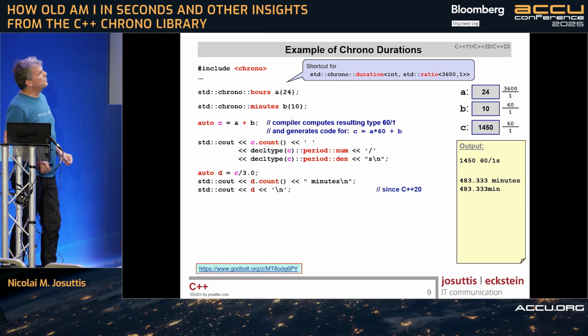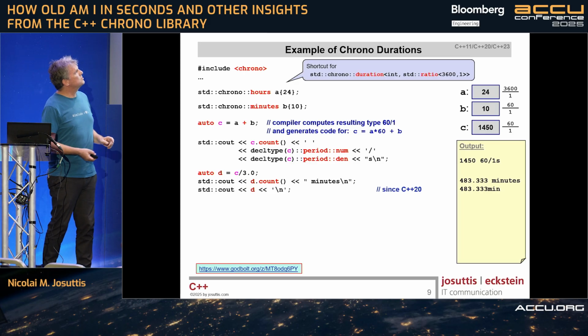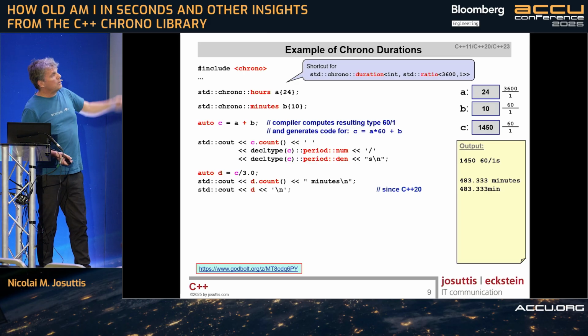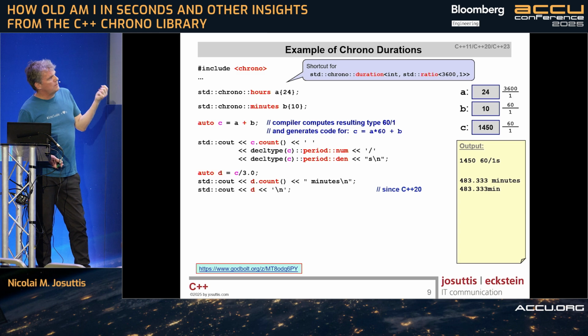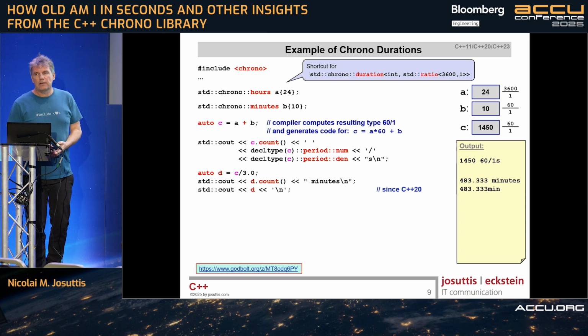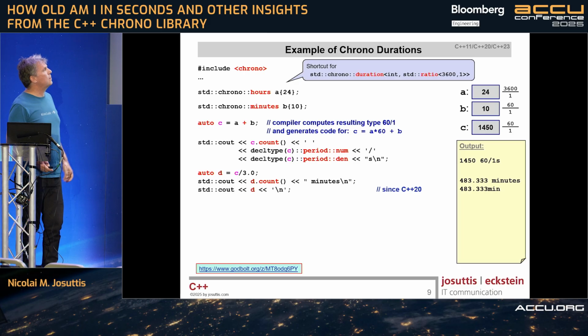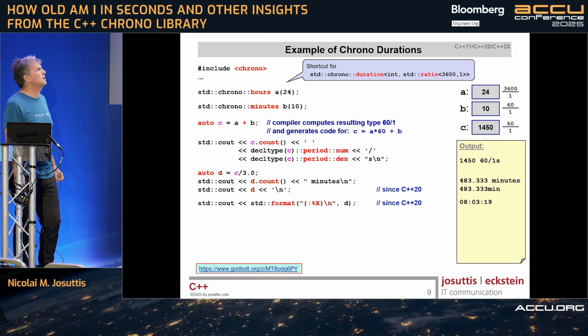And in C++20, you see here that the output is even simpler. You can just write out the value instead of using count. And in addition, that output will add the unit. And it will use SI types, so standard types if possible. If not, it will do something else. We will see that in a moment.